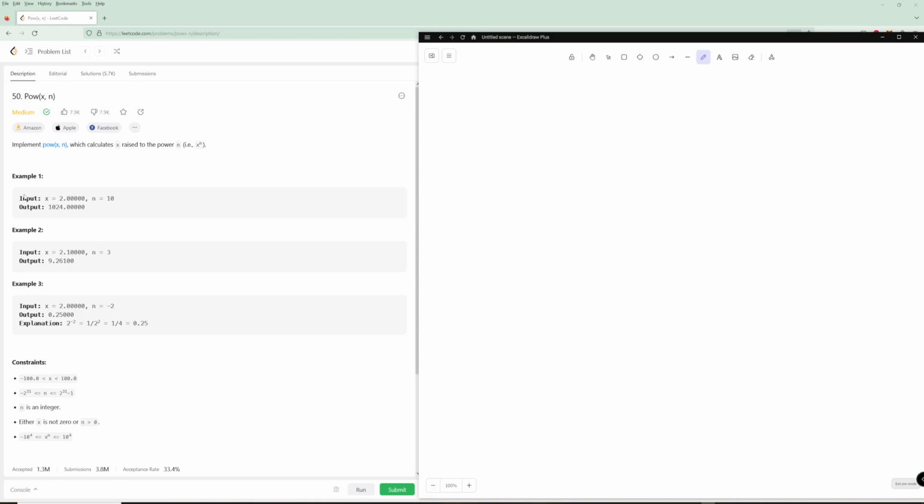Hello and welcome to another LeetCode problem. Today we're going to be doing problem number 50, power. In this problem we're trying to implement power, which calculates x raised to the power n.